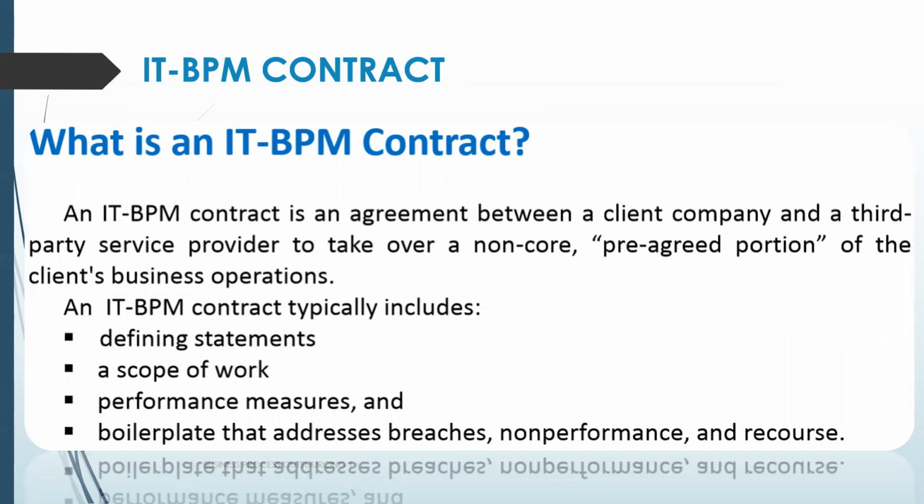So what is an IT BPM contract? An IT BPM contract is an agreement between a client company and a third-party service provider to take over a non-core pre-agreed portion of the client's business operation.